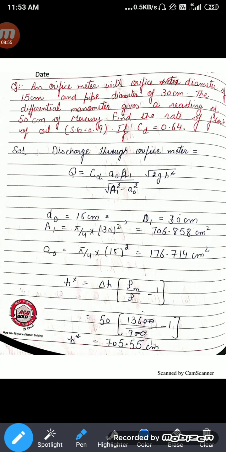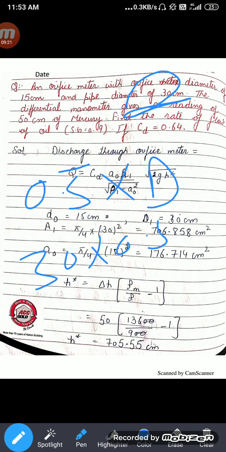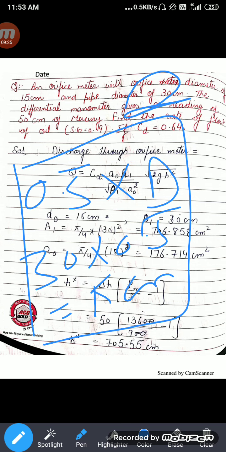Now let us see a numerical based on this orifice meter. See here, an orifice meter with orifice diameter of 15 centimeter and pipe diameter of 30 centimeter. The diameter of the orifice is given and the pipe diameter is also given. I told you that the diameter of the orifice is 0.5 times the diameter of the pipe. If you multiply 30 into 0.5 you will get 15 centimeter, but it is given here, so you need not do this calculation.